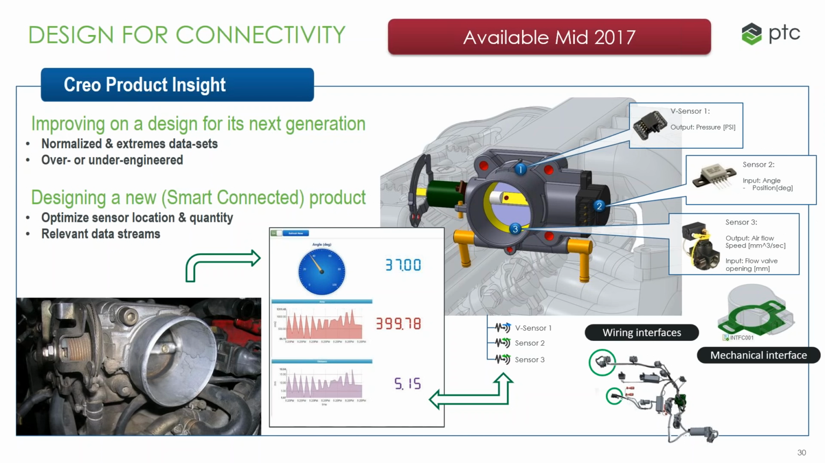But if up front, before I've built a product, I'm able to simulate the placement of sensors, I'm able to optimize the correct choice and quantity of sensors, and simulate by running my Creo model the actual data streams that I would get from the physical product. Again, that gives me more informed decisions. It allows me to more accurately get or design towards the data streams that I need.